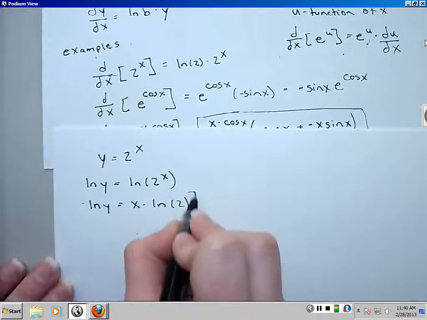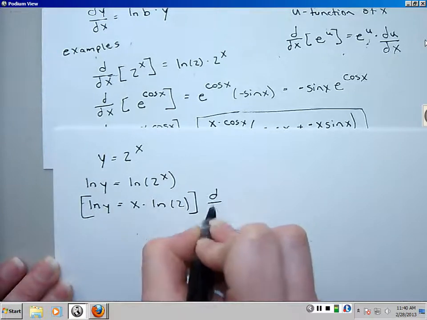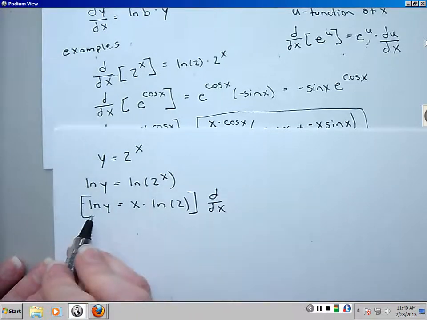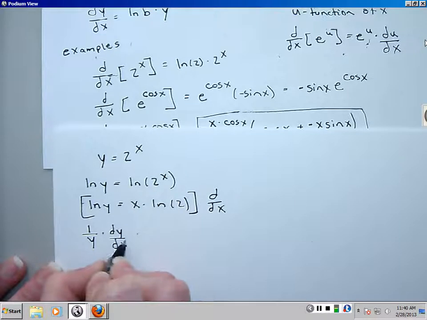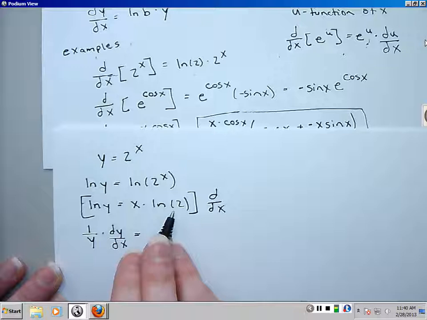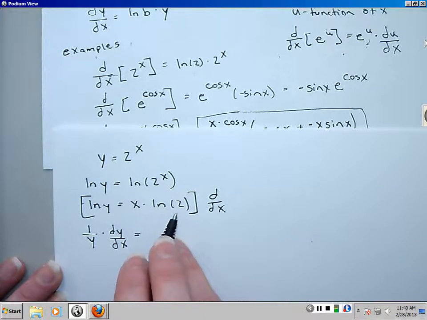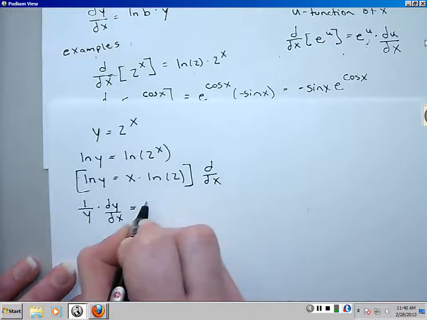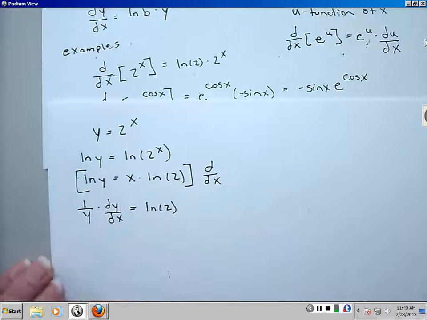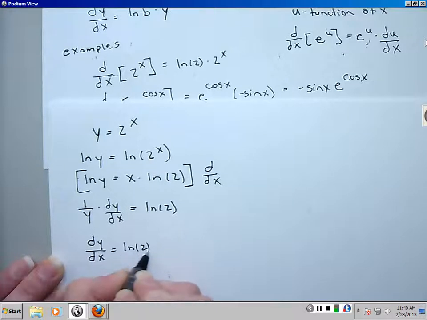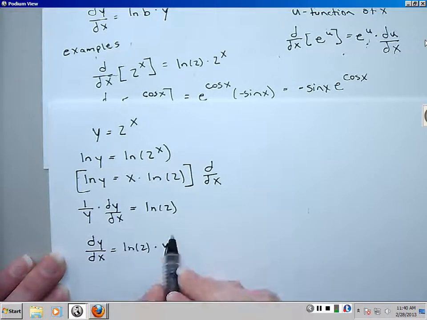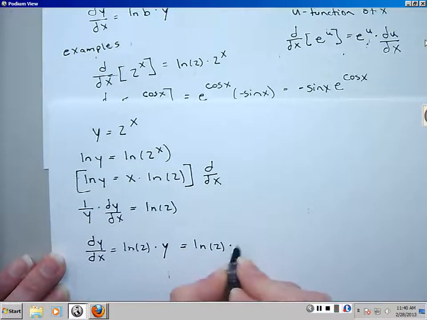Then I can differentiate this with respect to x. What's the derivative of ln of y? 1 over y times dy dx, right? Equals, what's the derivative of x ln of 2? ln of 2, right? The derivative of x is 1. We have ln of 2 is just a number. So if I solve for dy dx, I have ln of 2 times y. But what is y? 2 to the x, right? So this is ln of 2 times 2 to the x.